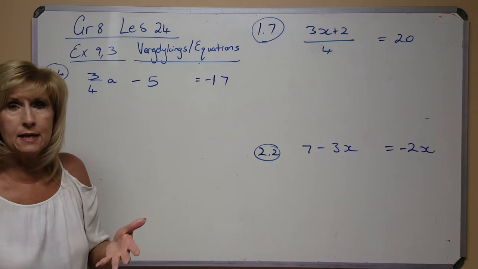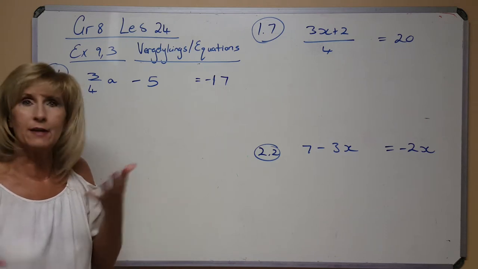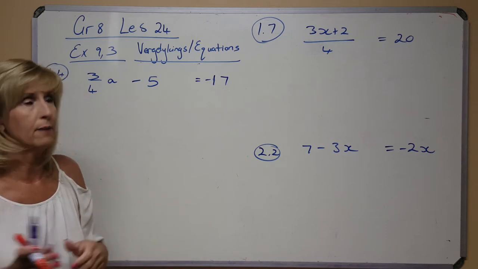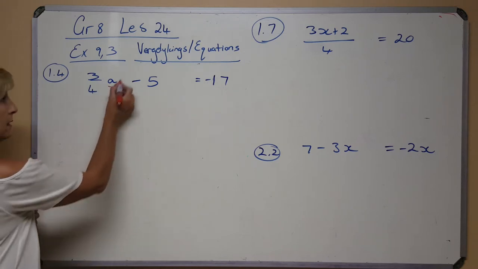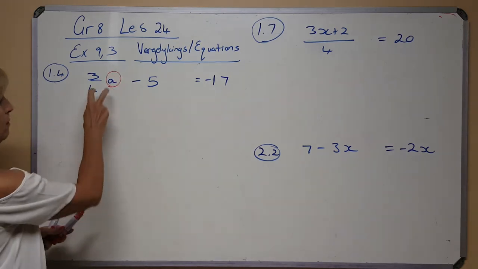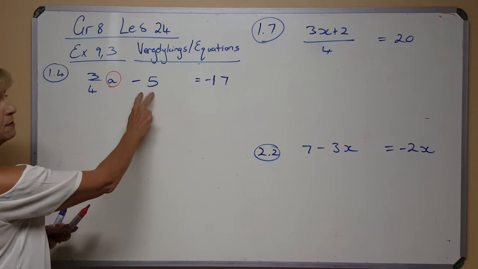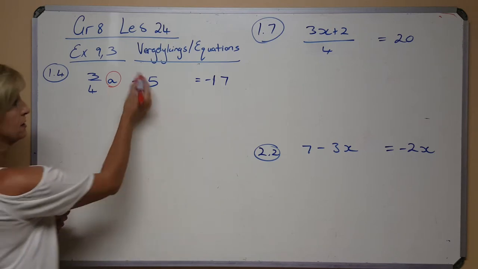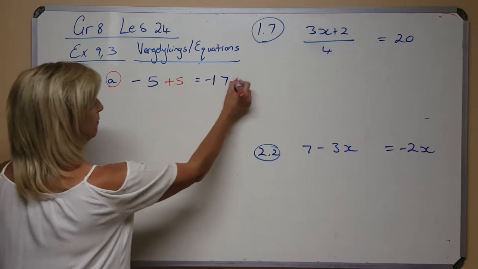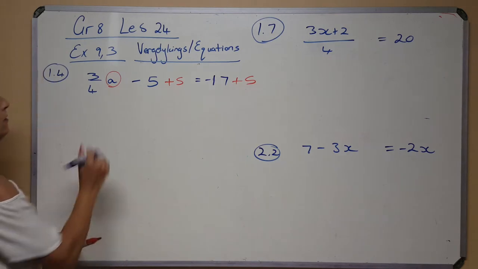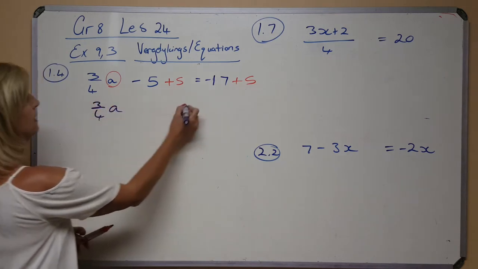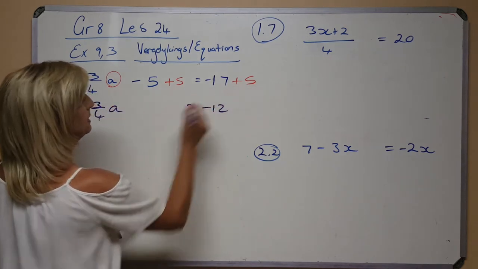As jy wil min 6000 aan elke kant, is dit reg. Maar waarheen gaan jy? Dis die enigste probleem. So, om vir A alleen te kry, wat is met A gedoen? Hy is gemaal met hierdie breek en geminus met 5. So, what do I get alone first? The minus 5 by saying plus 5. Plus 5. Alright, so it's 3 over 4 A equals, en as jy by mekaar tel, is dit minus 12.